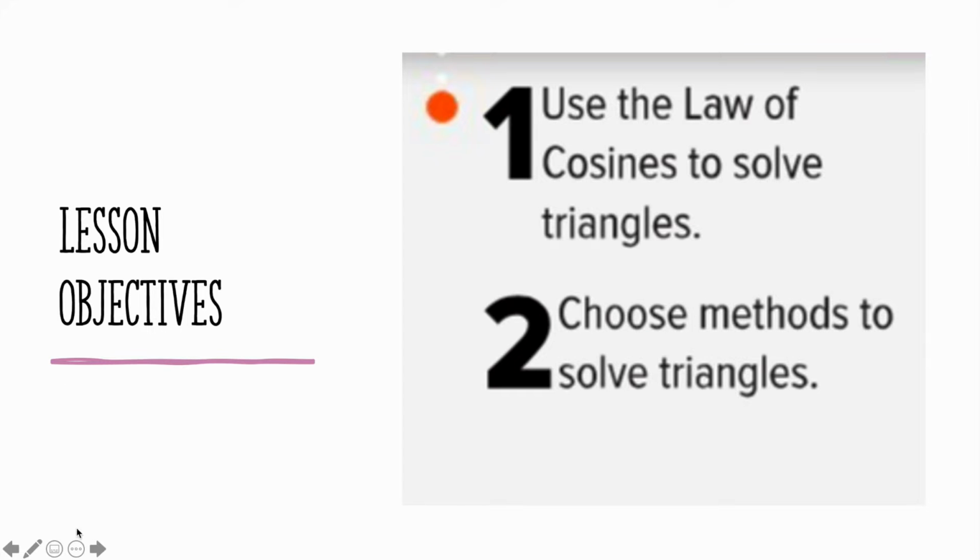In today's lesson, we'll be looking at the law of cosine. The lesson objective is to use the law of cosine to solve triangles and to choose the method that solves the triangle. So you may find that you need to use the law of cosine, or you must use the angle sum of a triangle law to find the other missing side after using the cosine law.